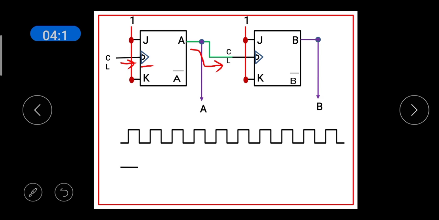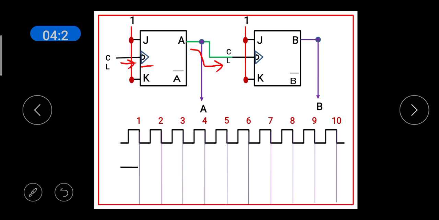Now, this is the clock signal given to the first flip-flop. The numbers represent the number of the clock pulses and the lines denote the negative transition of the clock signal. This is the clock pulse given to the first flip-flop, and we can also draw the timeline of A and B. Initially, when you start the working of the flip-flop, both A and B are 0, 0.